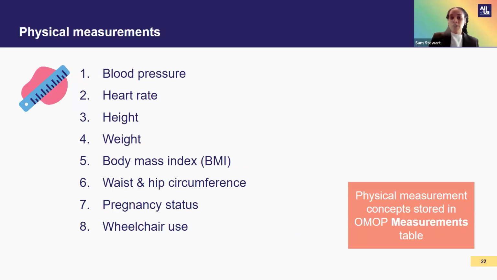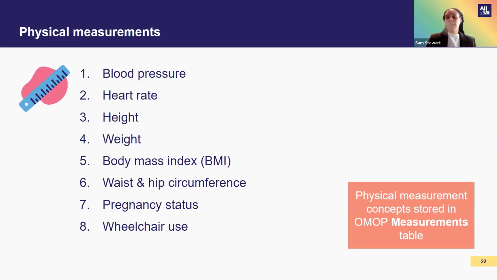The next data type we'll explore are our physical measurements. So physical measurements include blood pressure, heart rate, height, weight, body mass index, and waist and hip circumference. As part of enrollment, participants have the option to provide physical measurements through an in-person appointment or self-report. If a participant does not have height, weight, or other physical measurements recorded, you can also source this information from the electronic health record. Concepts related to physical measurements are located in the measurements table.